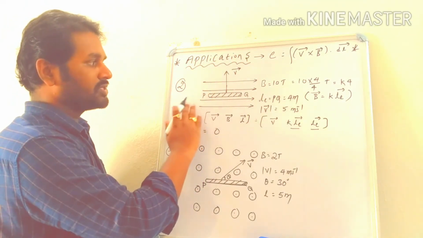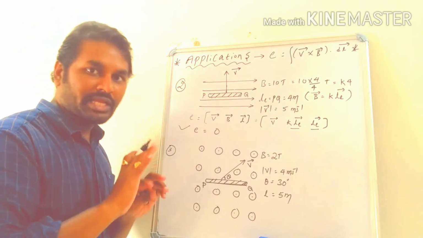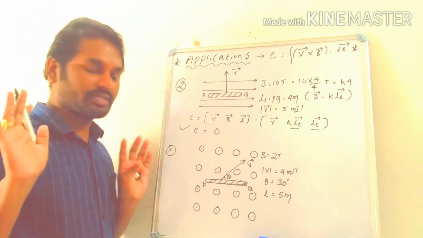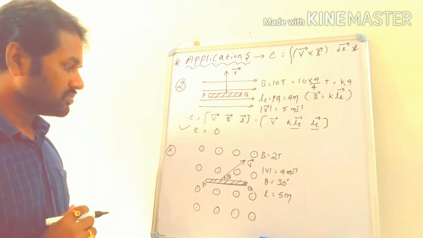And there will be no positive polarity, there will be no negative polarity, because there is no potential difference created across the ends of the rod. And if you can see the third application here.